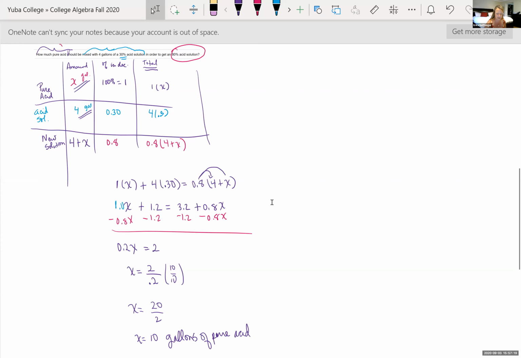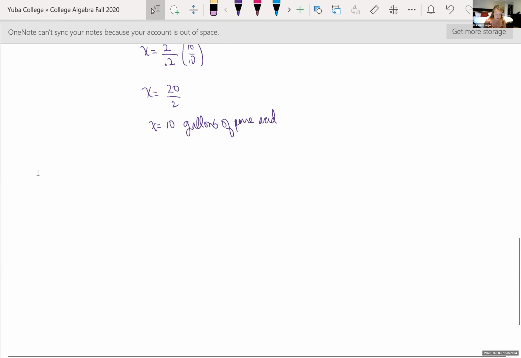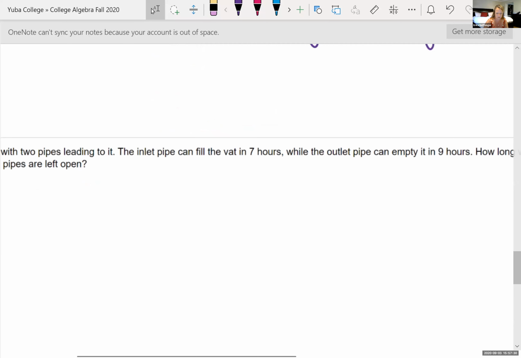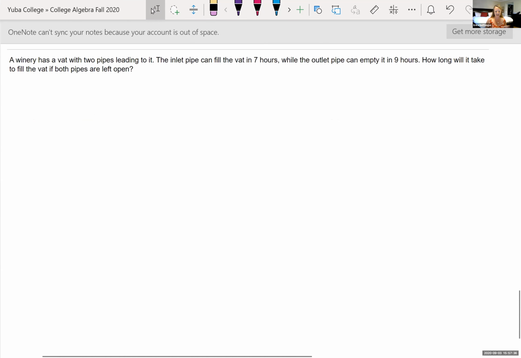Okay, so let's do this. So we got a winery that has a vat with 2 pipes leading to it. The inlet can fill the vat in 7 hours, while the outlet can empty it in 9 hours. So, how long will it take to fill the vat if both pipes are left open? Okay, I was going to say, how long will it do what? Fill it, yes, and it says fill it.